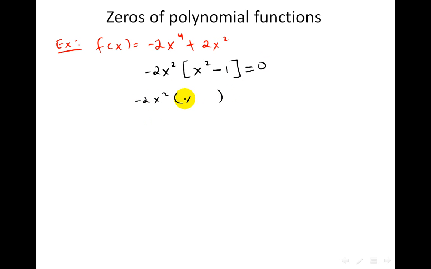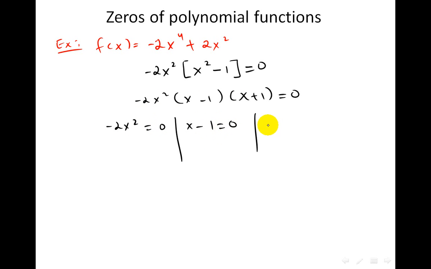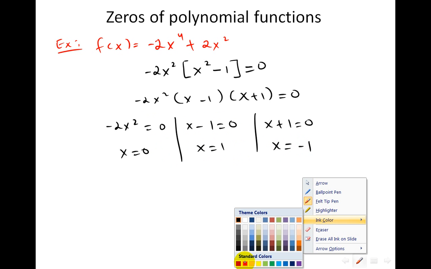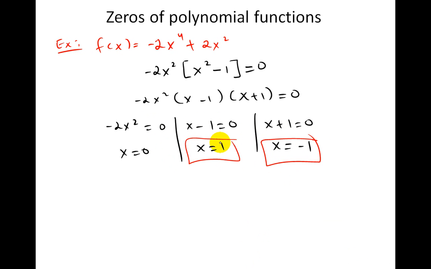This can be further factorized because it's a difference of two squares: x minus 1 and x plus 1. Now you'll have three possibilities: minus 2x squared equals 0, or x minus 1 equals 0, or x plus 1 equals 0. So here x will be 0, here x will be 1, and here x will be negative 1. So now you can see that I have three different intercepts, or values of x. Here you don't have any y-intercept because there is no constant number, so the y-intercept will be 0.